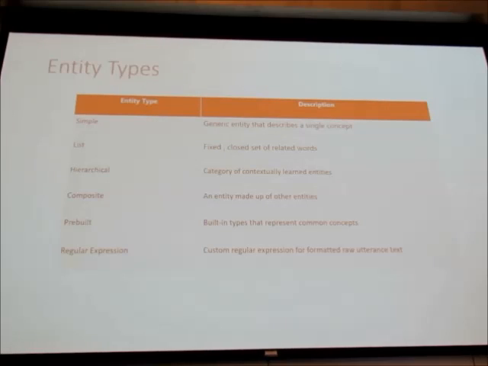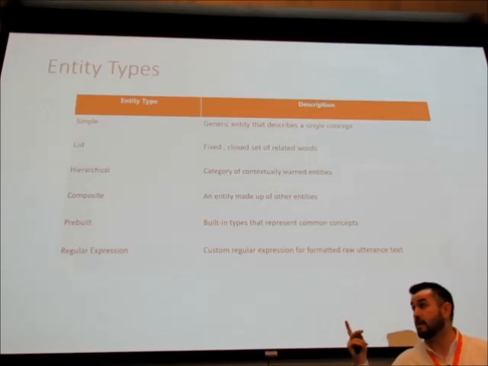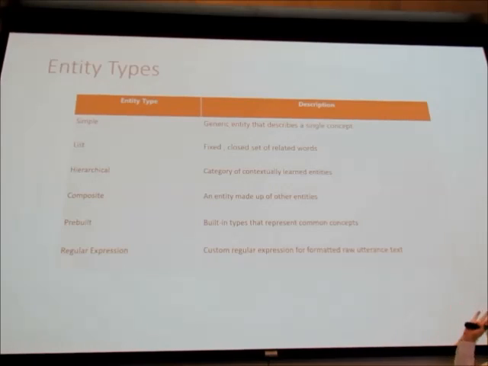Composite takes that and makes it a little bit more complicated, and then we'll get into examples later. I'm just going through a little bit of the definitions. With composite, you don't have to always have simple entity types as children. So you can have a number, you can use a pre-built, you can use composites within composites. The pre-built ones are ones that come for free with LUIS. Number, date, time, there's a whole bunch we can use, and we use them all the time.